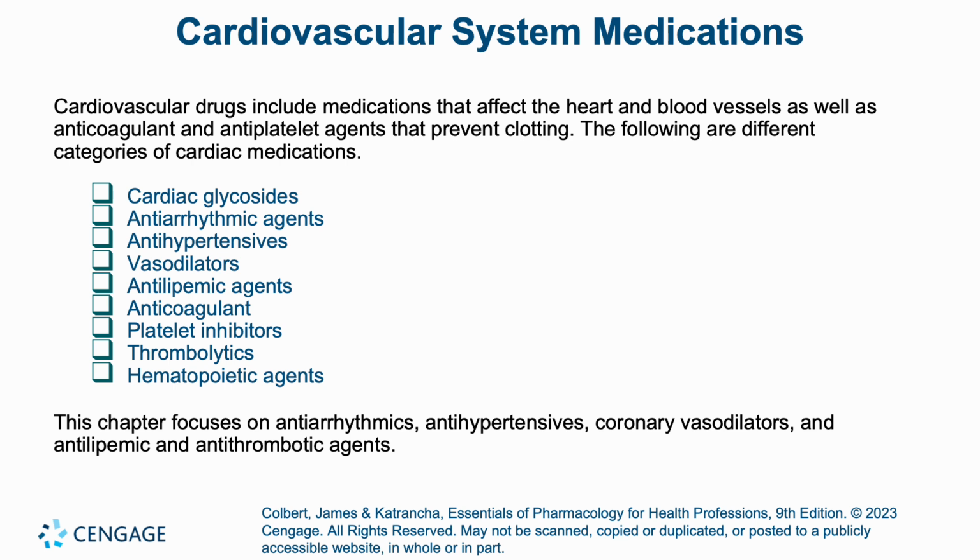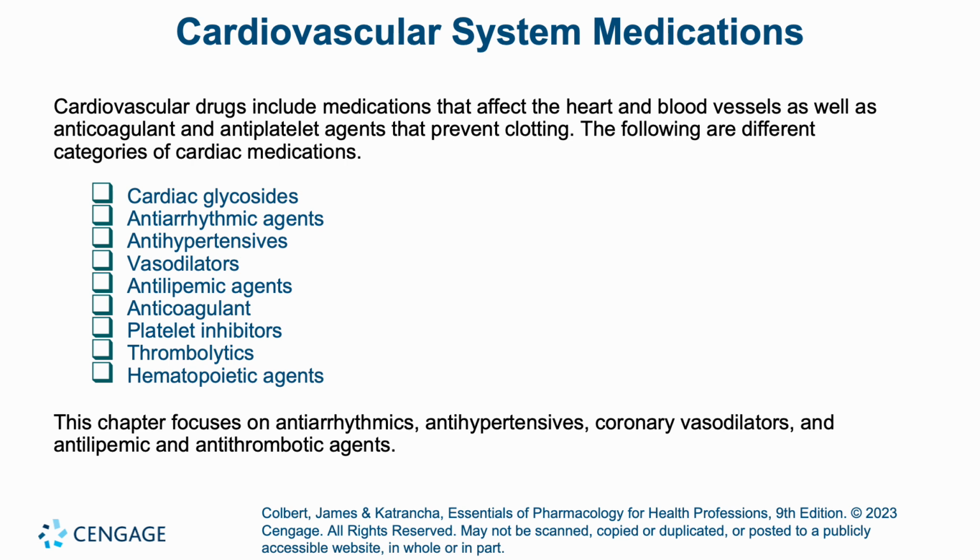We will go over each of these, but if you are ever looking at words, I always want you to remember to break them down. So anti is against, arrhythmics is an abnormal rhythm. So against an abnormal rhythm, these will treat arrhythmias. Antihypertensives, against hypertension or high blood pressure. So drugs in this category will treat high blood pressure.